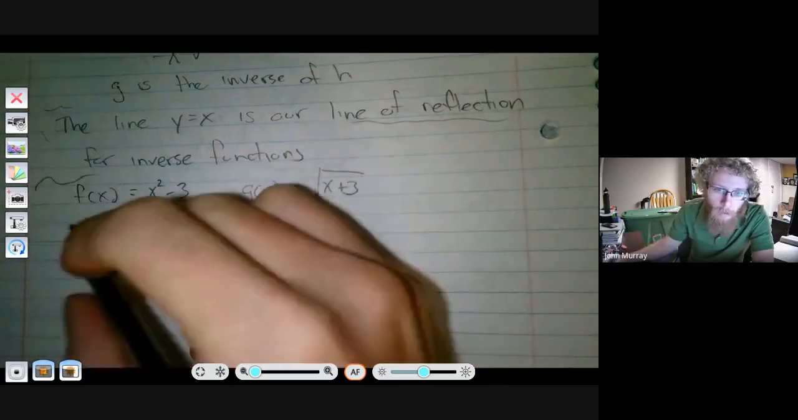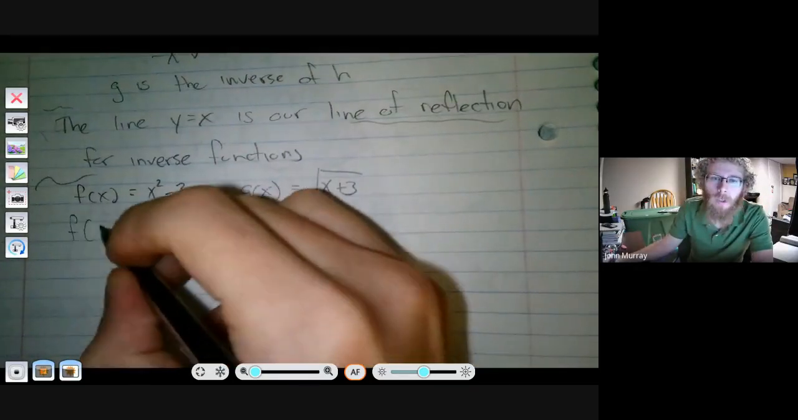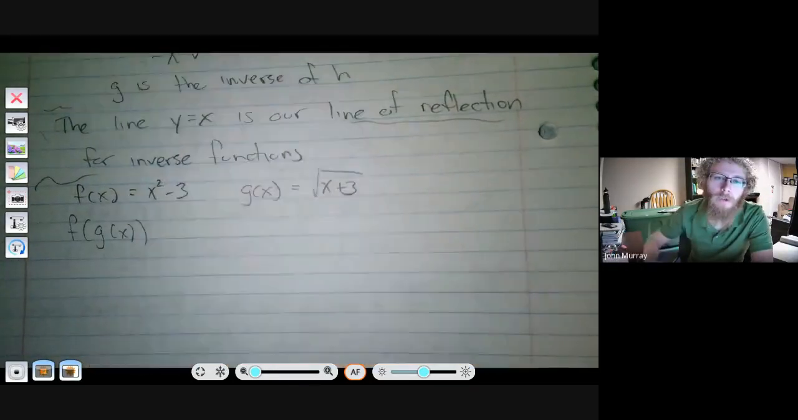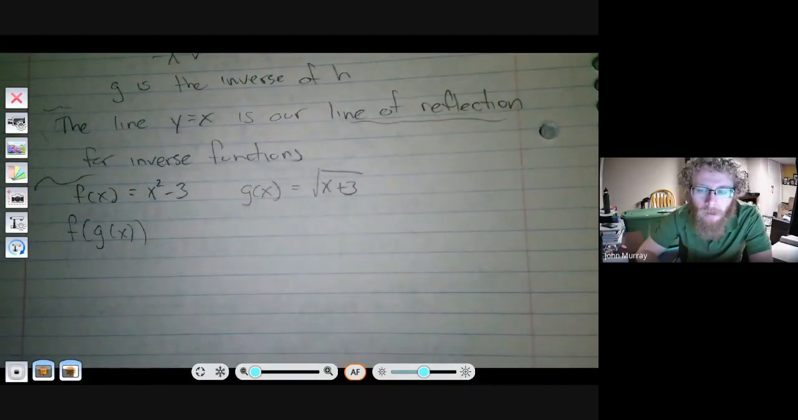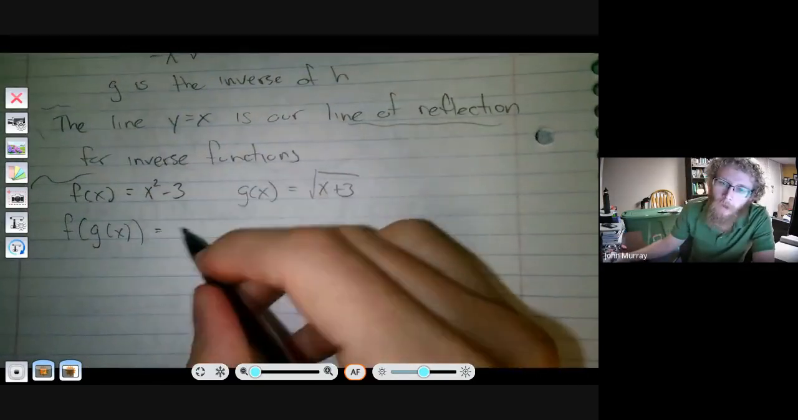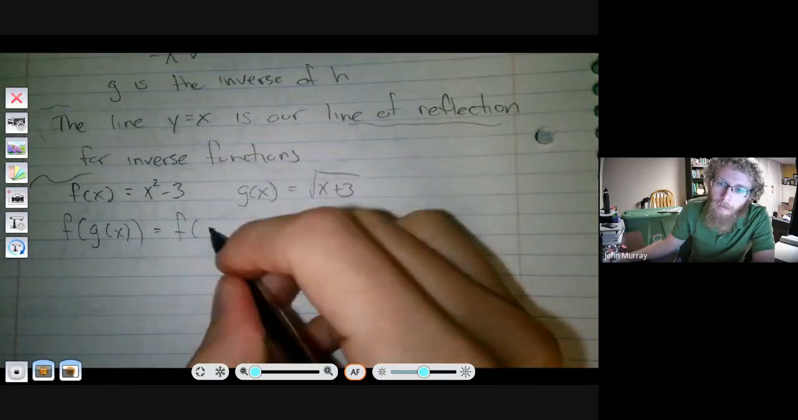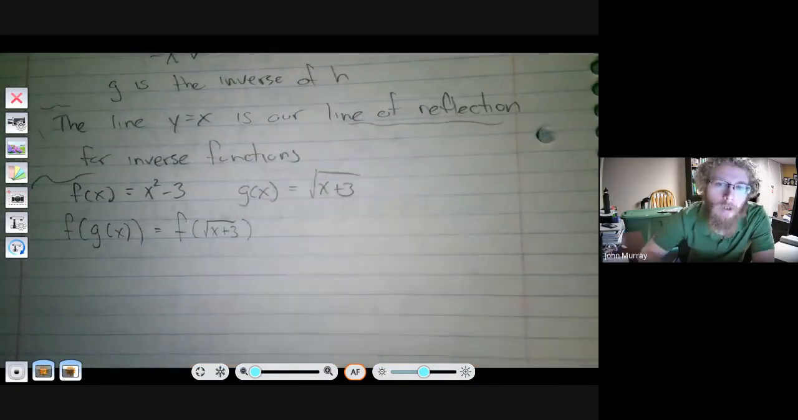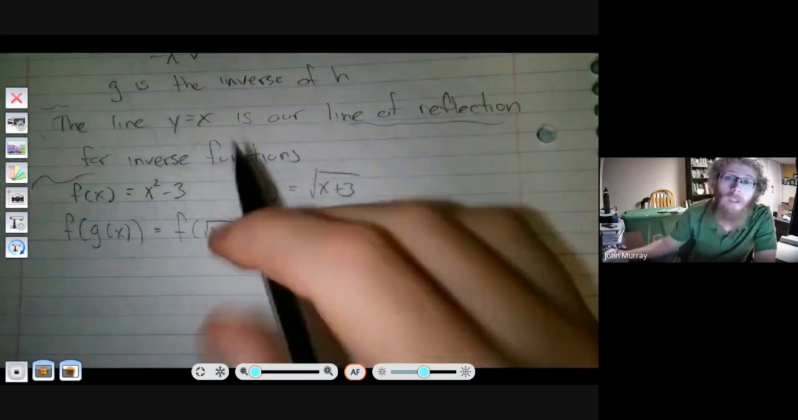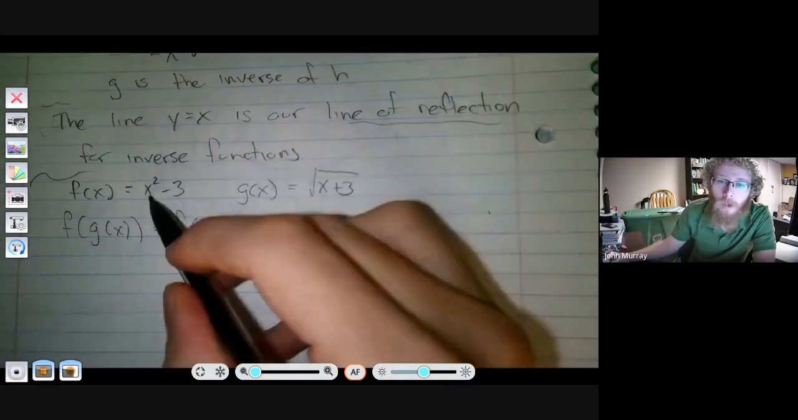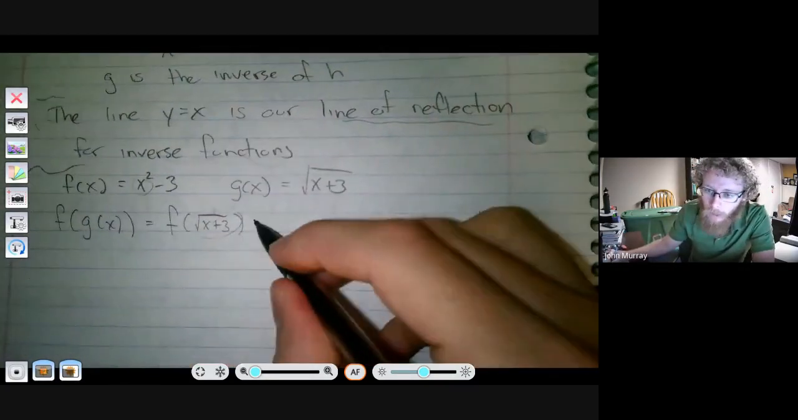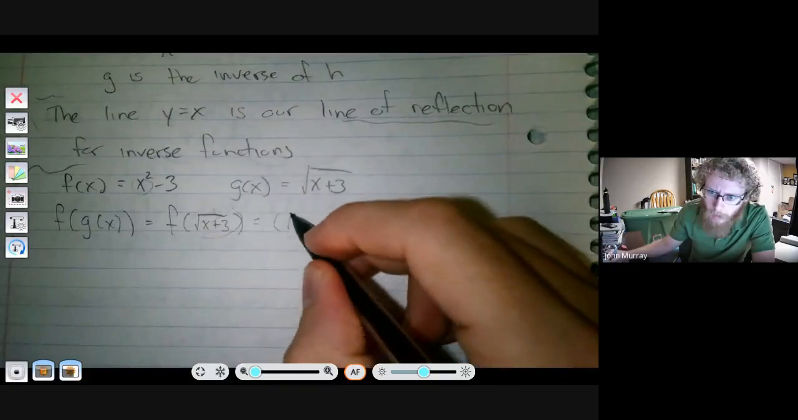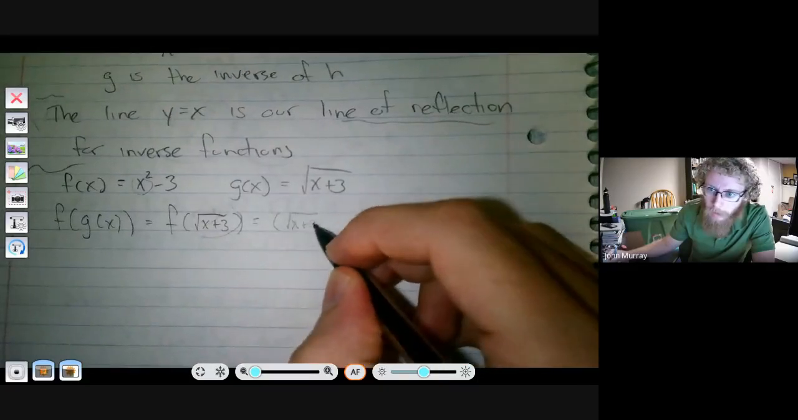So again, the way we check is we do composite functions. First, I'm going to do f of g of x. That means I'm taking my f function and plugging in the square root of x plus 3. So again, this x plus 3 is going where this x is. I'll put it in parentheses: the square root of x plus 3.